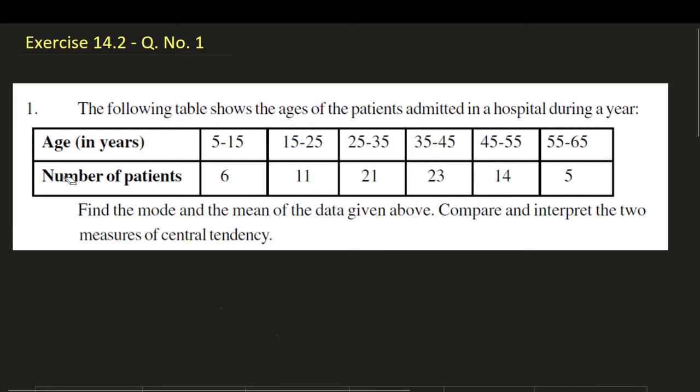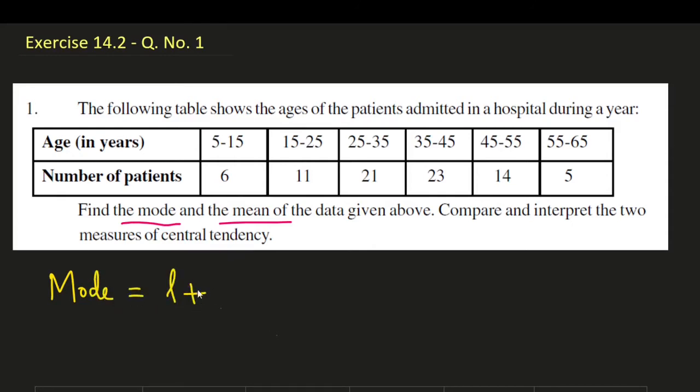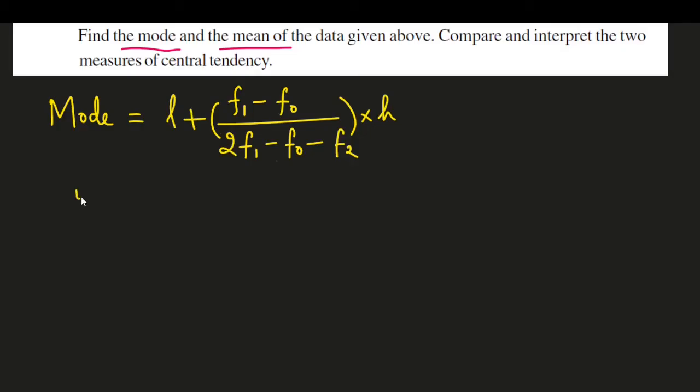Here we have to find mode and also mean. So let us first find mode. What is the formula for mode? Mode is equal to L plus (F1 minus F0) by (2 F1 minus F0 minus F2) into H. Here, L is the lower boundary of model class.